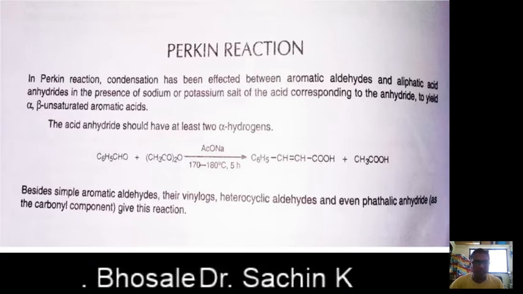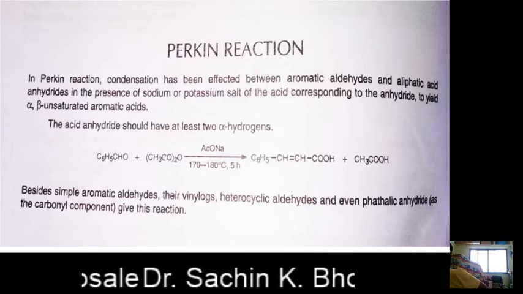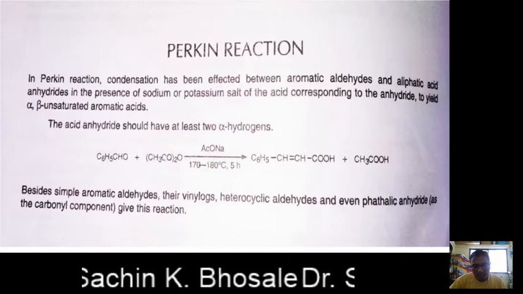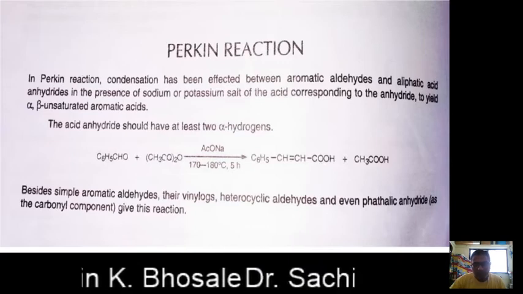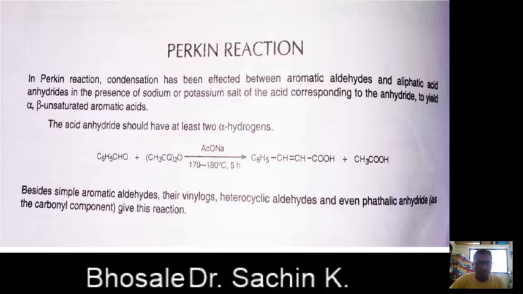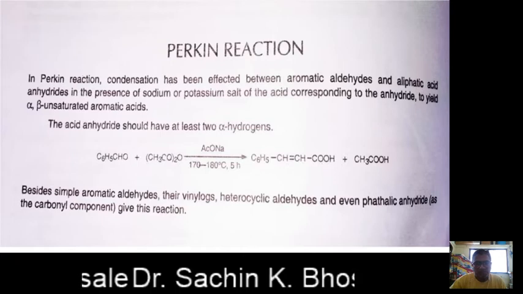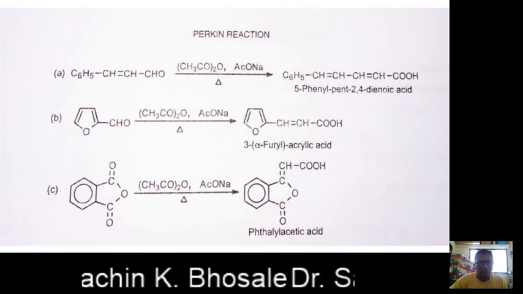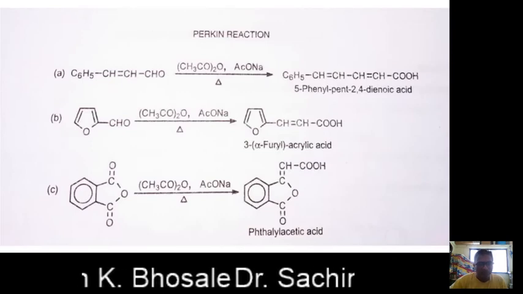Now this Perkin reaction may also be applied to heterocyclic aldehydes and even to phthalic anhydride, as there is a presence of carbonyl components. Now let's move on to the examples. So these are examples. Let's discuss them one by one.